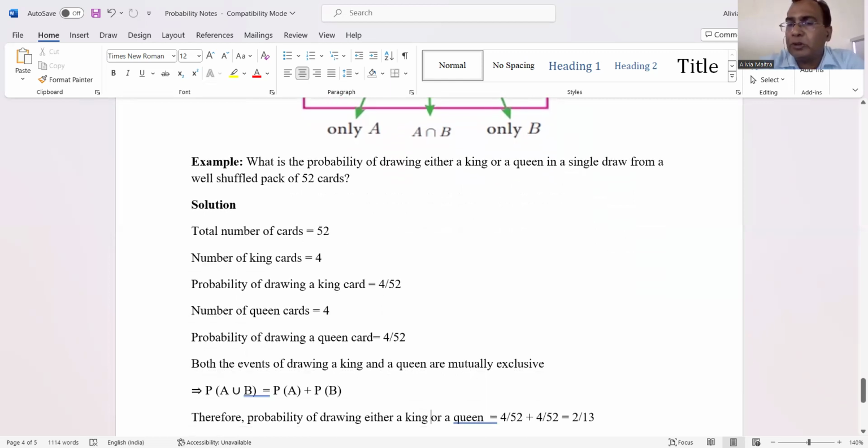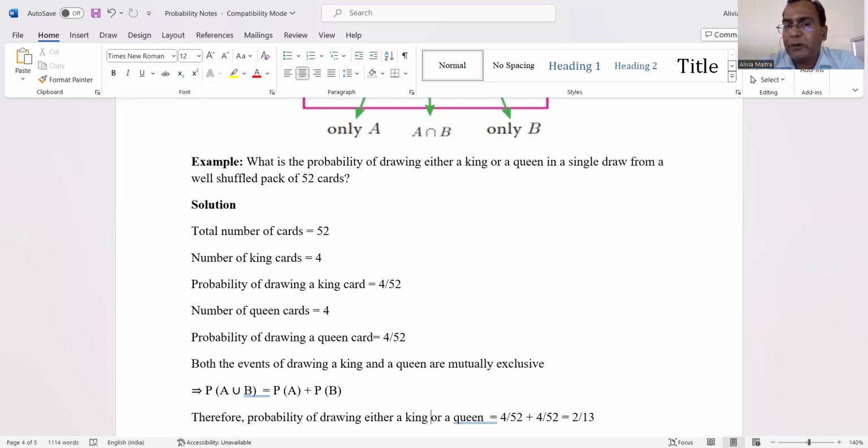Next, we are going to take one more question to explain this addition theorem more. What is the probability of drawing either a king or a queen in a single draw from a well-shuffled pack of 52 cards? So in this question, we have a pack of 52 cards and the question is to find the probability of drawing either a king card or a queen card in a single draw.